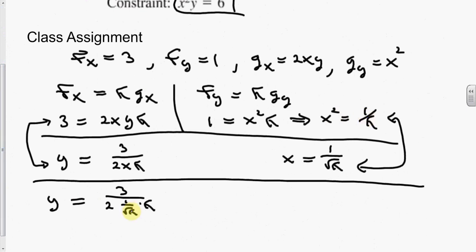It's right here, it's a lambda. The left side to the very bottom. This is a y. Yes, sir.